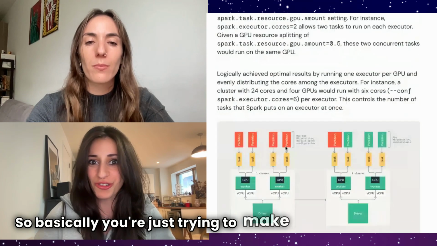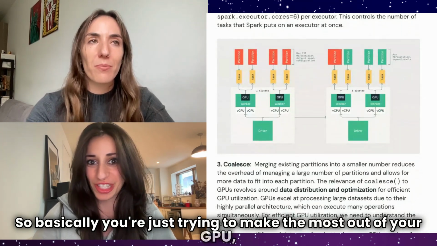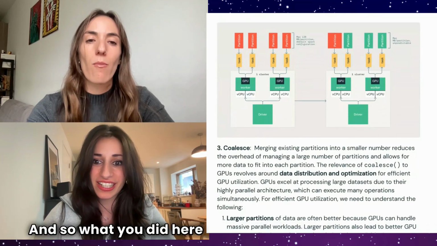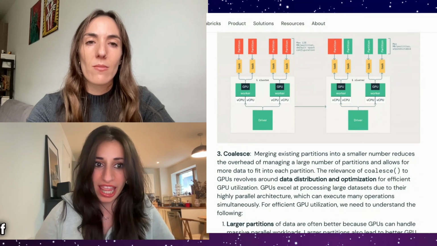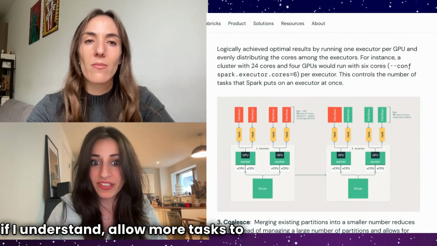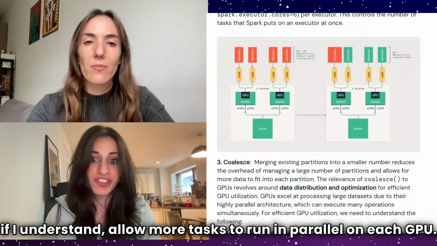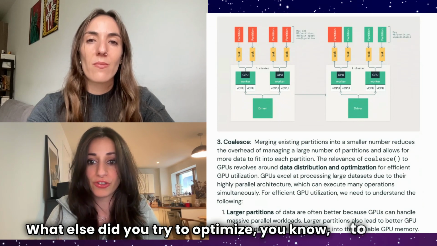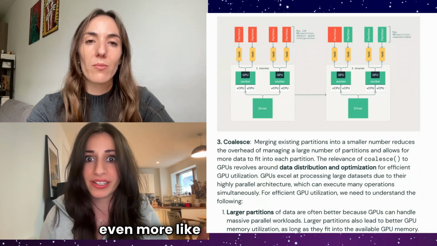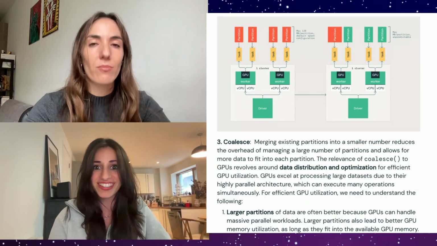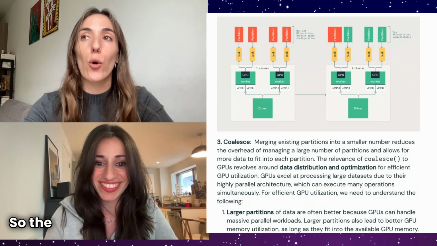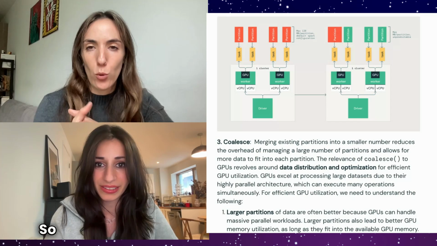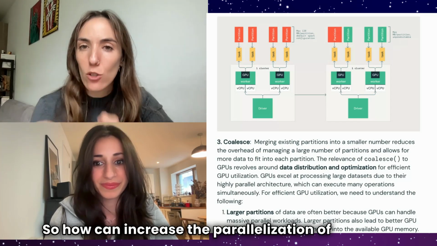Interesting. So basically, you're just trying to make the most out of your GPU, which are expensive, right? And so what you did here as a first experiment is allow more tasks to run in parallel on each GPU. What else did you try to optimize even more the GPU utilization? Yes, excellent. So the first thing, as we said, is how we can run multiple tasks in the GPU, so how we can increase the parallelization of the GPU.